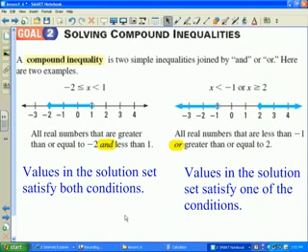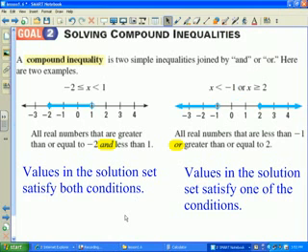The second part of section 1.6, solving compound inequalities. See at the top of the slide, a compound inequality is two simple inequalities joined by the conjunction and, or joined by the conjunction or. So there are two examples. On the left-hand side is an and compound inequality.